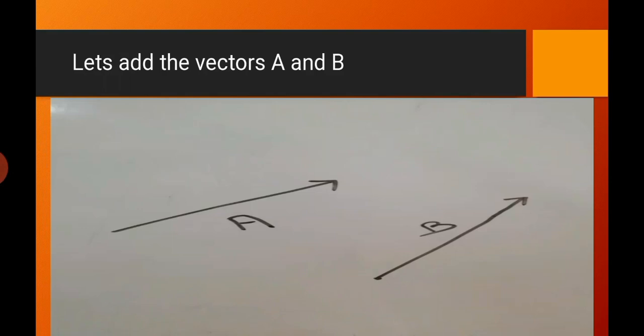We have two vectors, vector A and vector B, and we want to add these two vectors by rectangular component method. So first we should have the two components for both the vectors, that are rectangular components, and we have discussed earlier that in two-dimensional rectangular components x and y should always be perpendicular, that is at 90 degrees to each other.